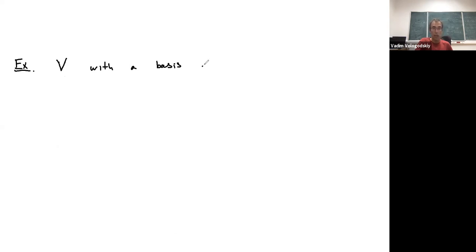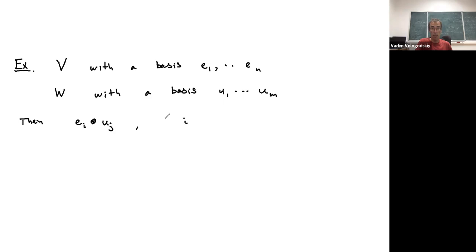Say e1, ..., en. And also you have a vector space W with a basis, say u1, ..., um. Then I claim that the vectors ei tensor uj, where i runs from 1 to n, and j goes from 1 to m, form a basis for the tensor product.